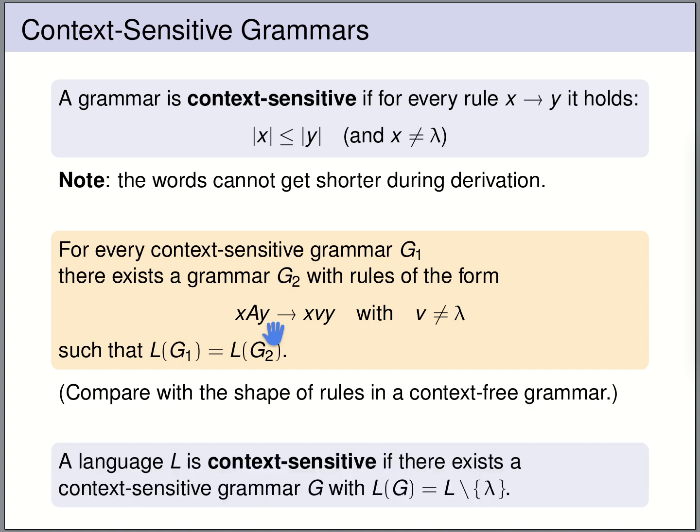We say that a language L is context-sensitive if there exists a context-sensitive grammar that generates the language, except for the empty word. And we cannot expect the empty word to be produced, because the words that we derive can never get shorter, so we can never derive the empty word from the starting variable.